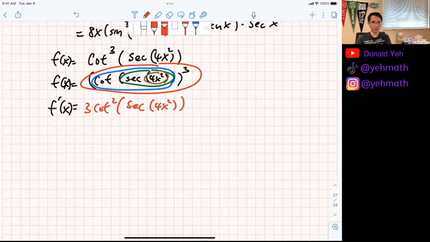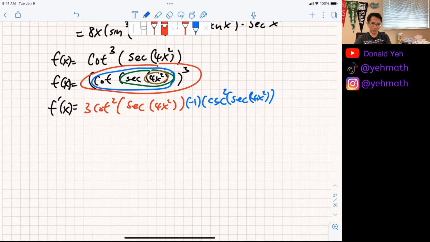And what's the derivative of the blue layer? Negative cosecant squared of secant 4x squared. So the derivative of cotangent is going to be negative 1 times cosecant squared of secant of 4x squared. So I just take the derivative of cotangent. Sorry, I'm missing a square, did I? Okay.